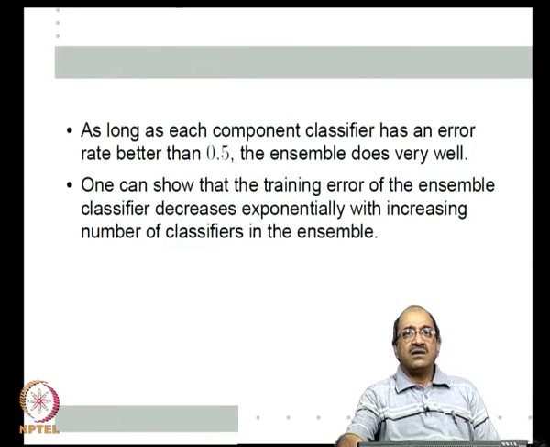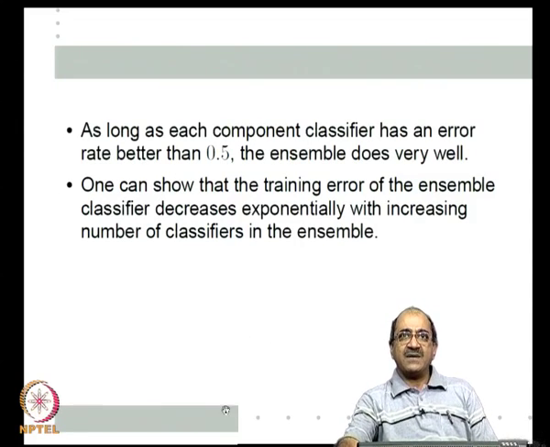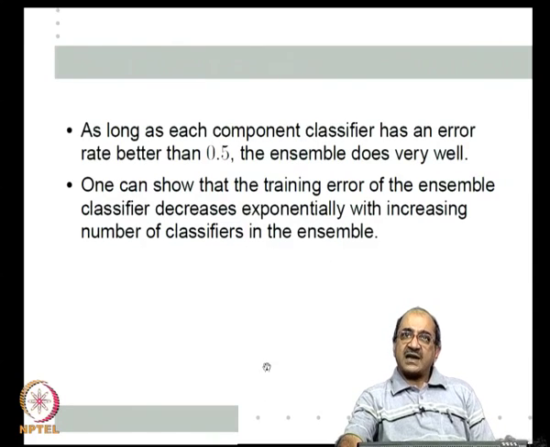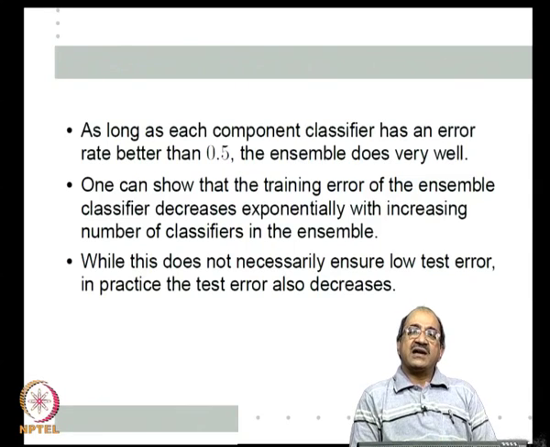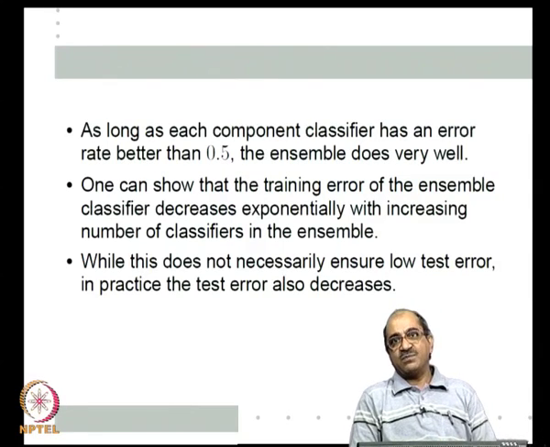As long as we maintain this weighted error less than 0.5 for each component classifier, one can show that the training error of the ensemble decreases exponentially fast with increasing number of classifiers in the ensemble. That is a very, very nice property to have. Of course, we know that low training error does not necessarily mean low test error. We can be doing overfitting.